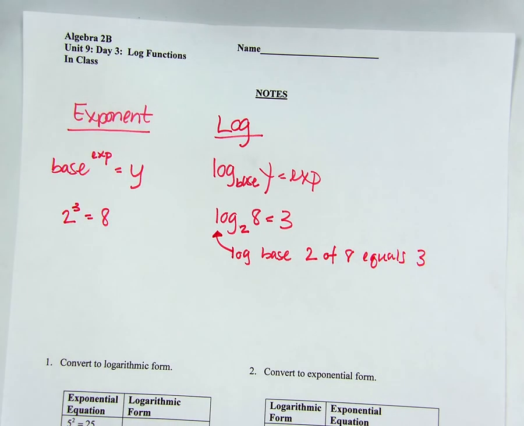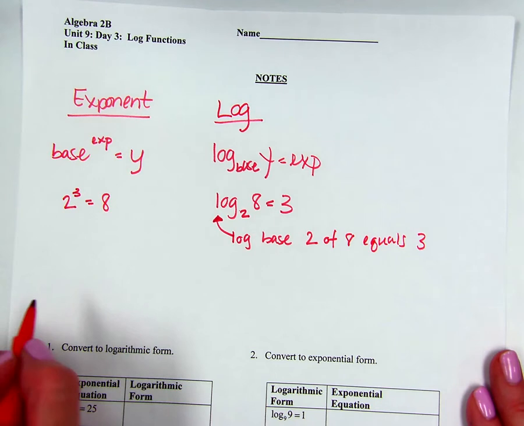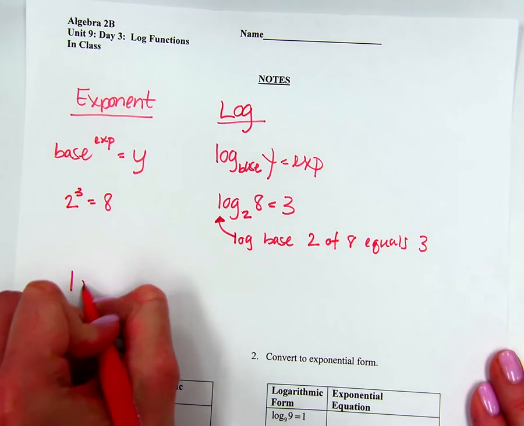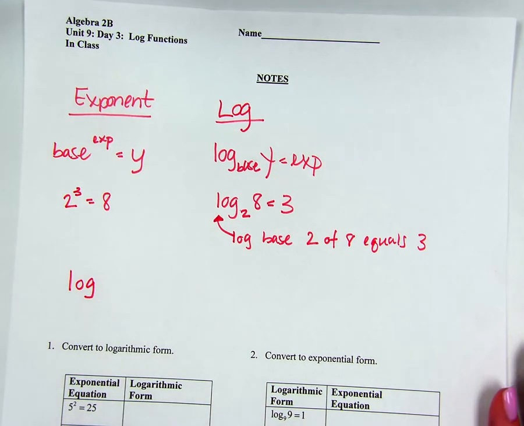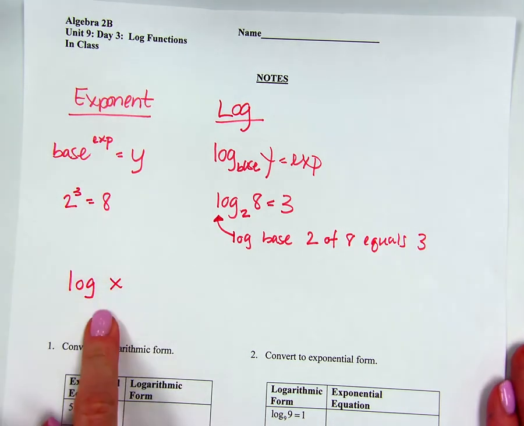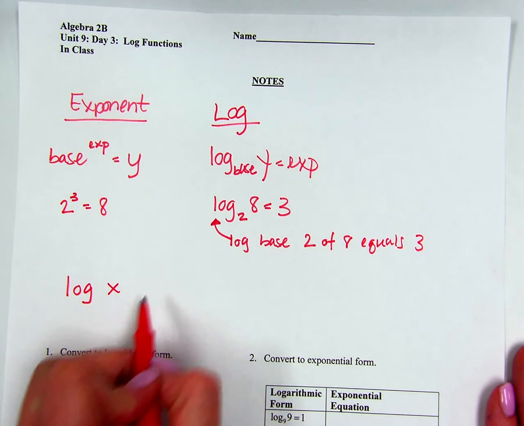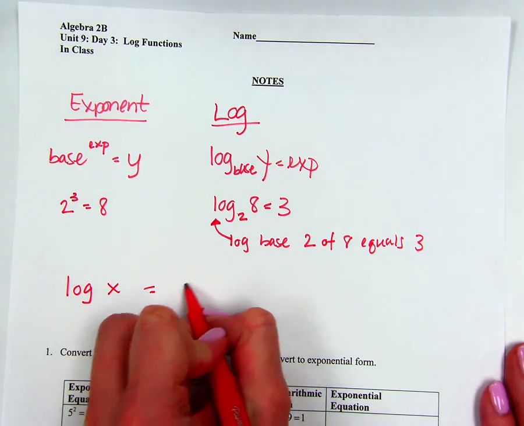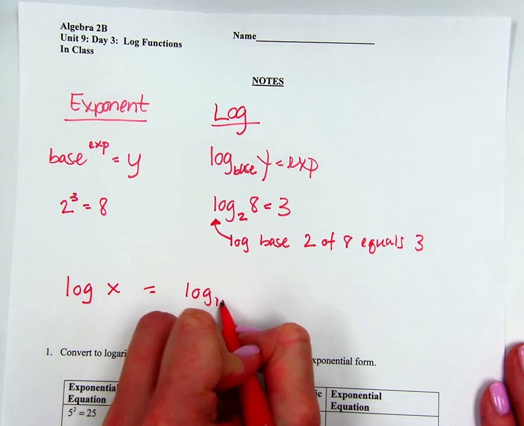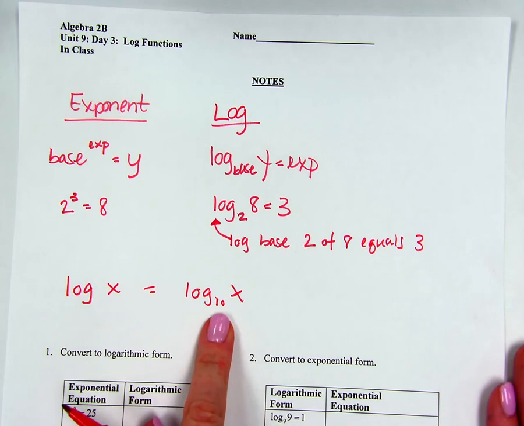The only other thing we're going to see today is what we do when we have something like log of x, but you wouldn't see a little base down here. If you see something like that, it's implied that it is log base 10 of x. So anytime there isn't anything written down here, it's just going to be a 10.